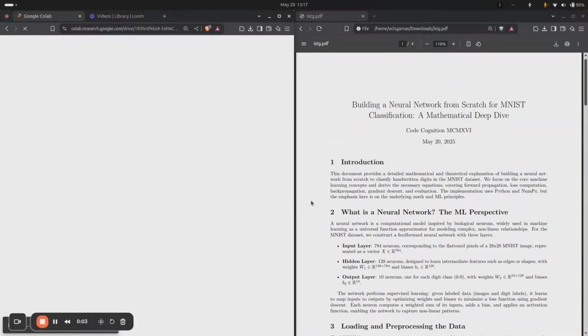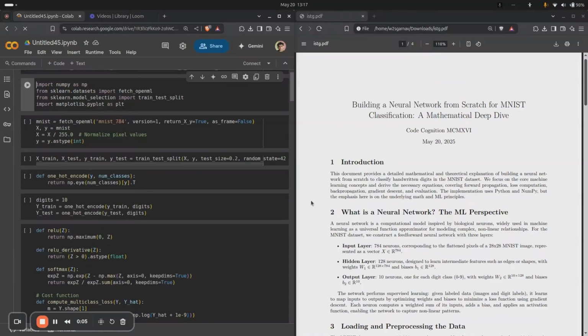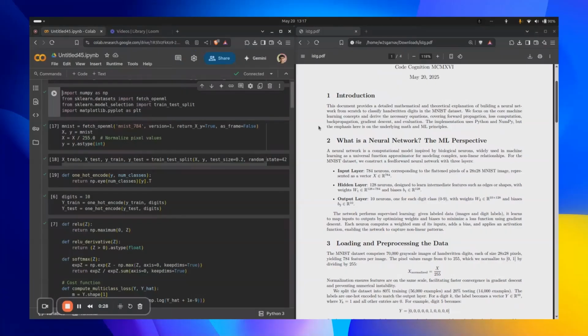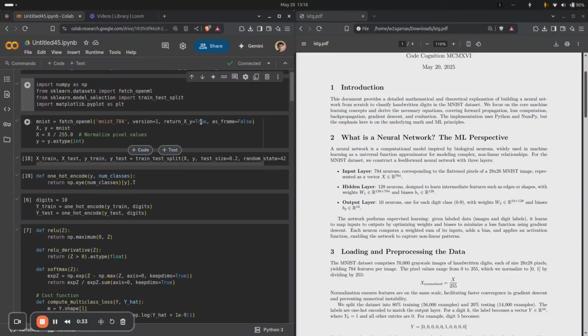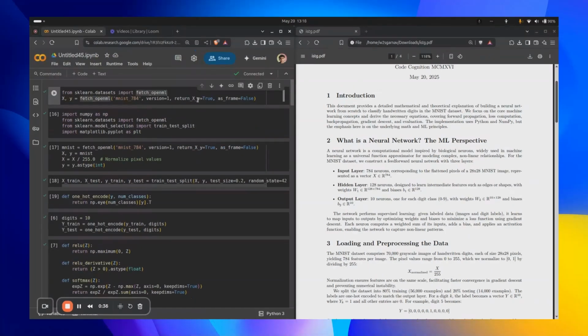Hi everyone, and welcome back to another video where we try to build a neural network from scratch for MNIST classification. We also dive deep into the mathematical concepts regarding the same. So we provide a detailed mathematical and theoretical explanation of building a neural network from scratch to classify handwritten digits in the dataset. We also focus on the core machine learning concepts and derive the necessary equations covering forward propagation, loss computation, backpropagation, gradient descent, and evaluation. The implementation uses Python and NumPy, but the emphasis here is on the underlying machine learning concepts and the math.